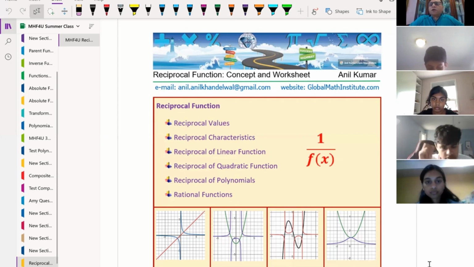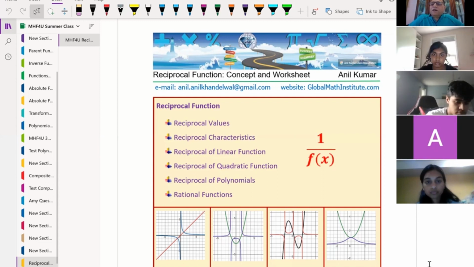Perfect. So for polynomials, we have two units, unit 3 and 4, correct? From my side, I've actually taught you both the units, but you need to do some questions from the book. And if you come across something which you don't understand, ask me. Perfect? Okay. So we are now in unit 5, which is rational functions.